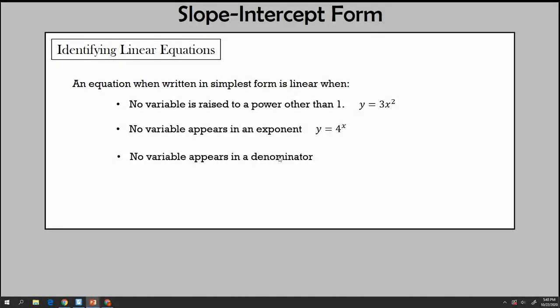No variable appears in the denominator. Okay, so if I had y equals 4 over x plus 5, the fact that this x is in a denominator eliminates it as being a linear equation. And last of all, you can have no variables multiplied together. So if I had like y equals x times, 5 equals x times y, the product of x and y, this will not be a linear equation. So those are the things that we look for that would eliminate an equation from being linear.